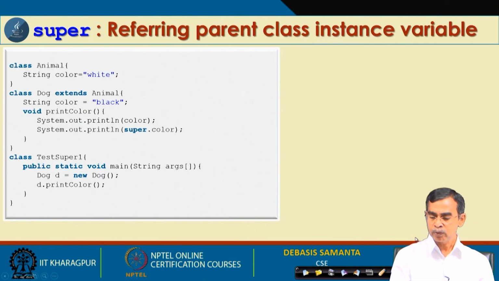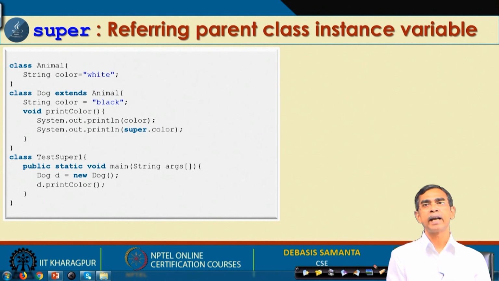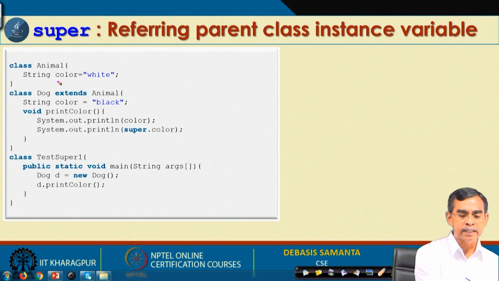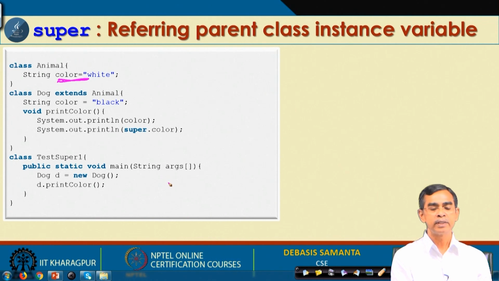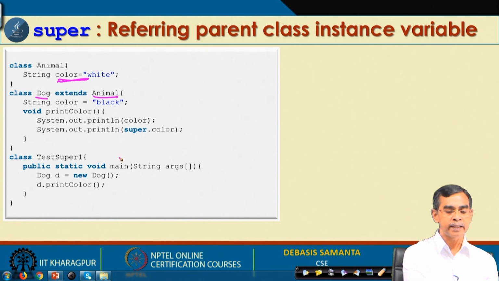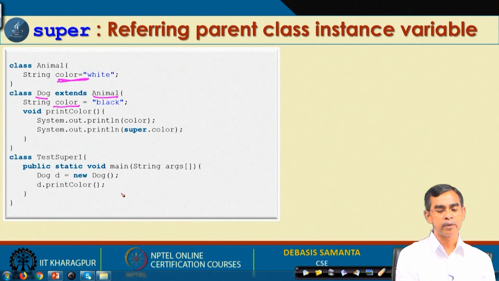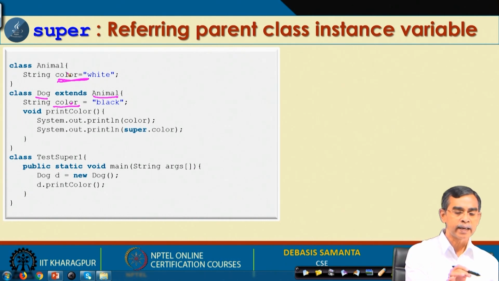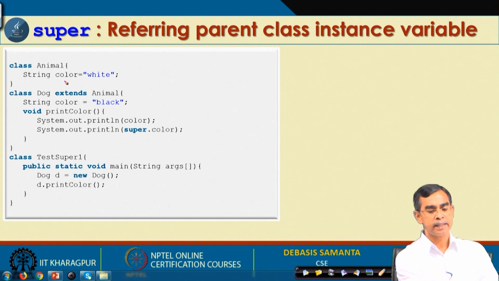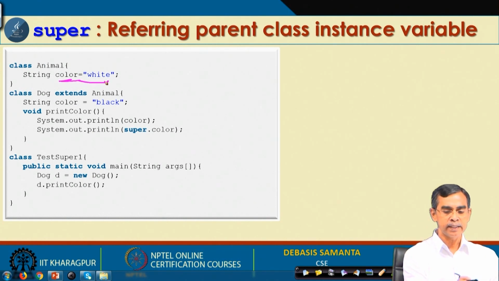Now, this is an example. If you look at this example a little bit carefully, you will understand that this is an example using the super keyword, where we can refer to a parent class instance variable. In this example, color is a variable declared in the class Animal, and Dog is another class which extends Animal, and in the Dog class we declare the color variable again. So, this color is basically an overridden variable, that means these two colors have two different scopes. In the superclass the value of color is white, whereas in Dog it is black.